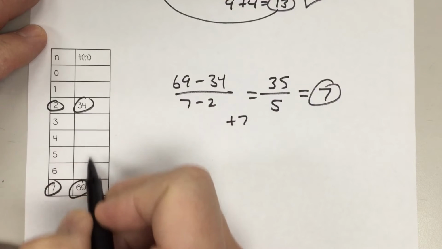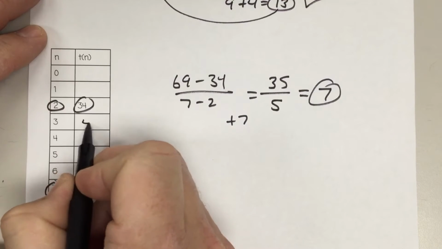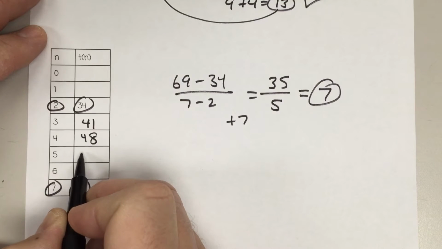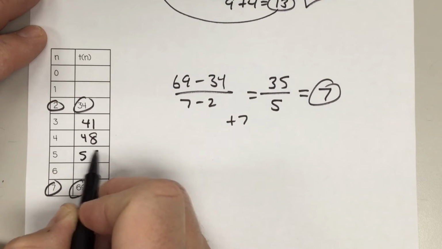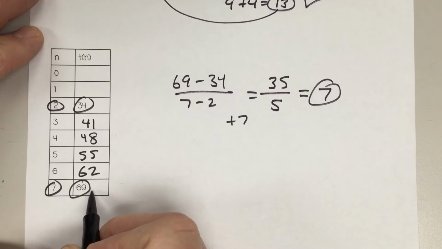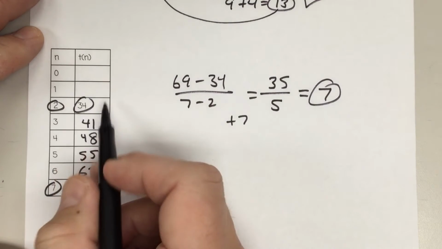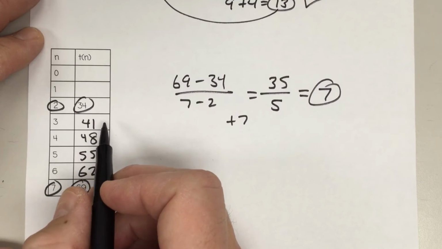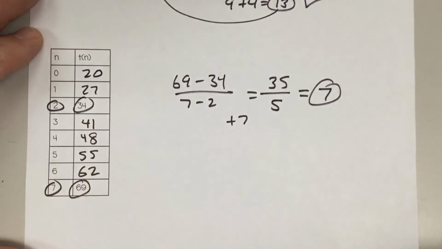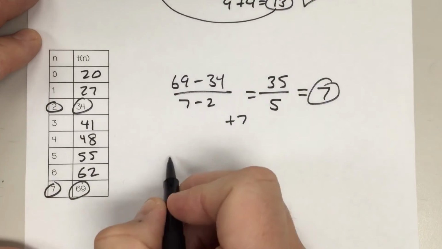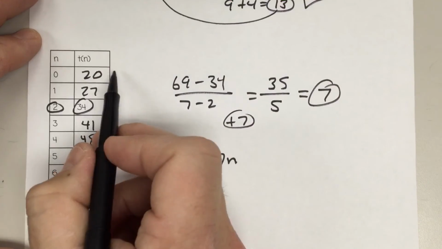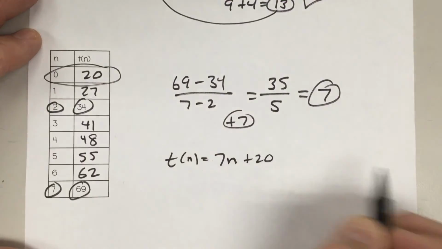So let's fill in the sequence. 34 plus 7 is 41. 41 plus 7 is 48. 48 plus 7 is 55. 55 plus 7 is 62. 62 plus 7 is 69. So it's working. 34 minus 7 would be 27, and minus 7 more would be 20. So my equation would be T sub n equals the change, 7n, and then the 0 term plus 20.